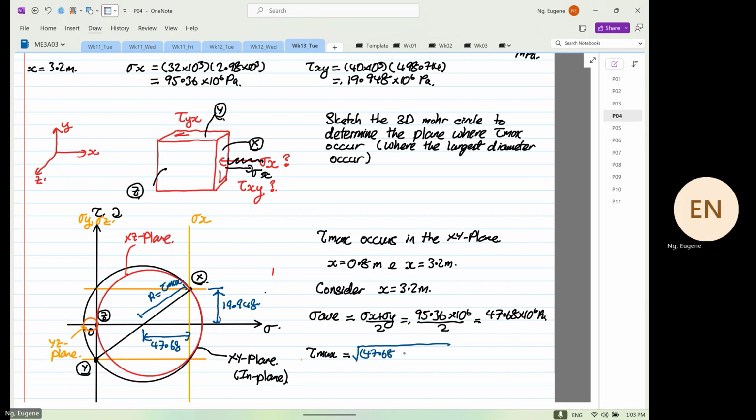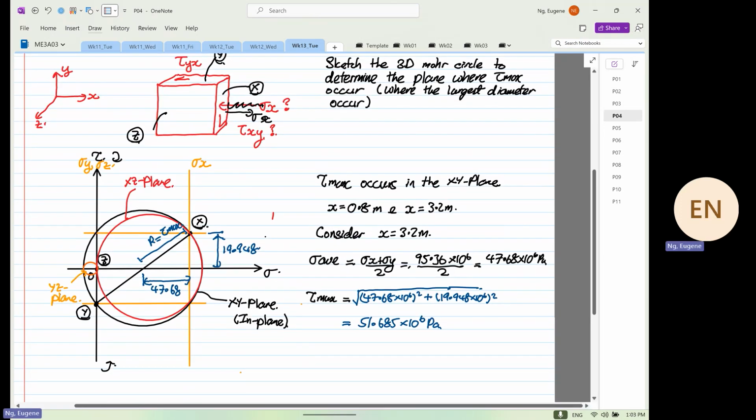So very quickly, this will be equal to 47.68 times 10 to the power 6 squared, plus the shear 19.948 times 10 to the power 6 squared, square root of the whole thing, which yields 51.685 times 10 to the power 6 Pascal. Let me do it again: 47.68 power 6 squared plus 19.948 power 6 squared, square root of the whole thing.